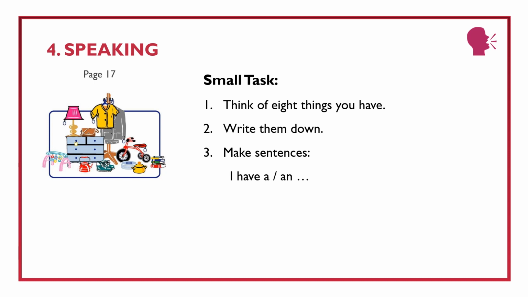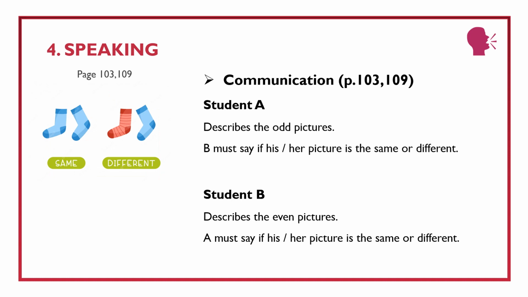Please make 8 sentences with the items you wrote down. Now the part B task is a communication task, so we need to go to page 103 and 109. So I suggest that you go to page 109 and play the role of a student B. So I will be student A and you will be student B. So you have to go to page 109.